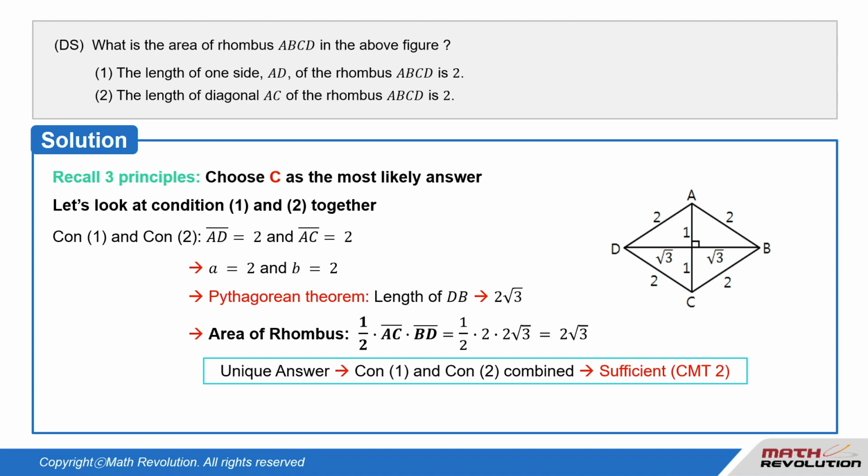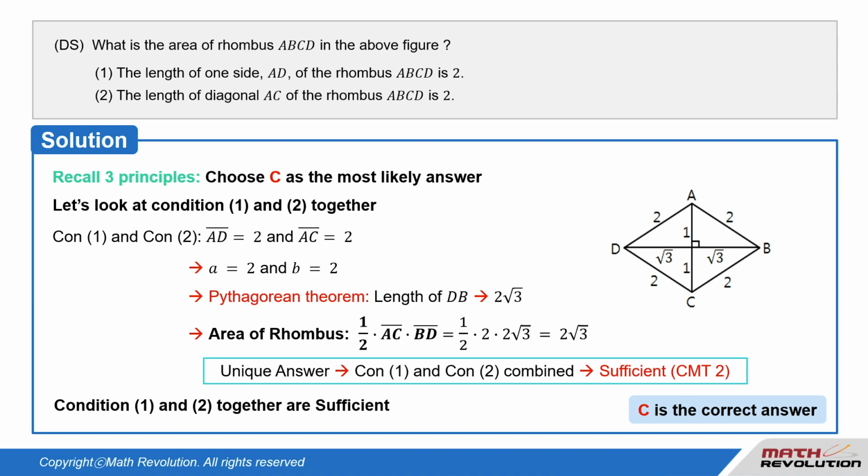I've shown you the full explanation because this is a lesson. Just memorize that the answer is C, because a quadrilateral with 4 equal sides is a rhombus. Both conditions 1 and 2 together are sufficient. Thus, C is the correct answer.